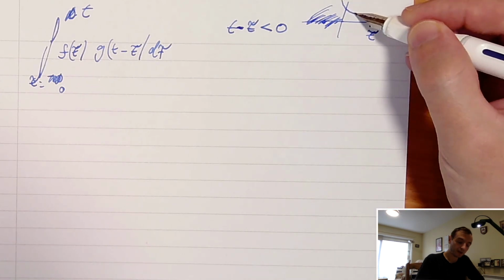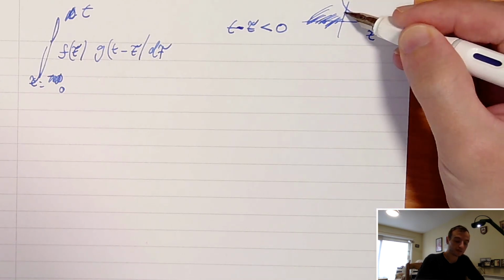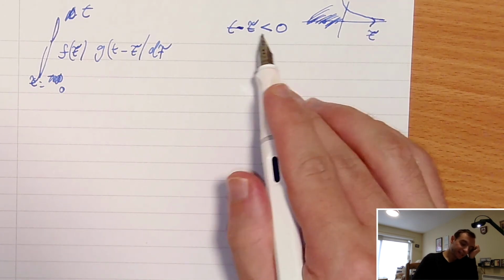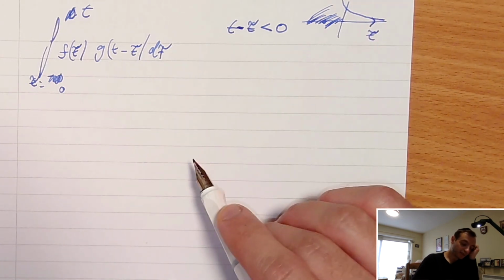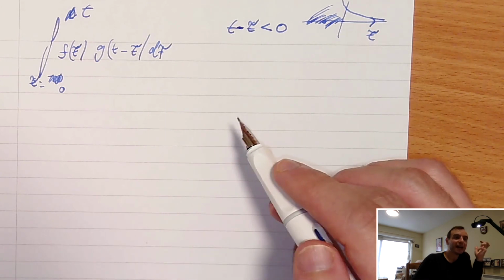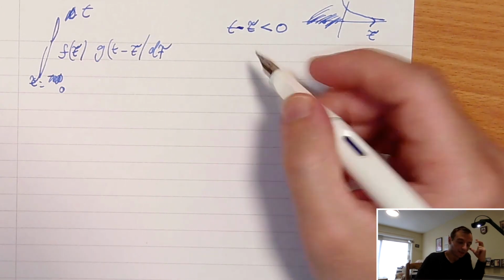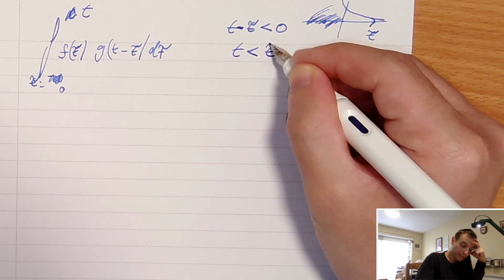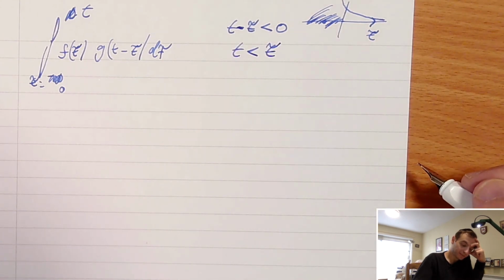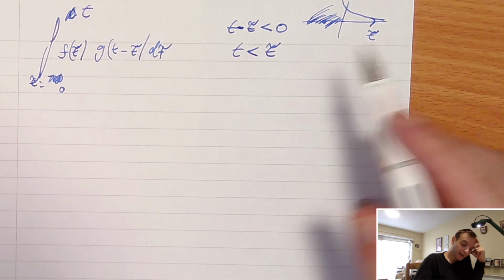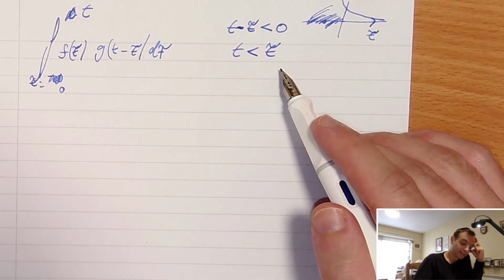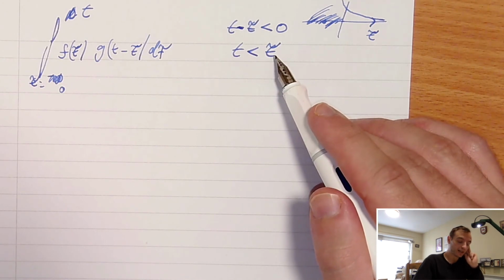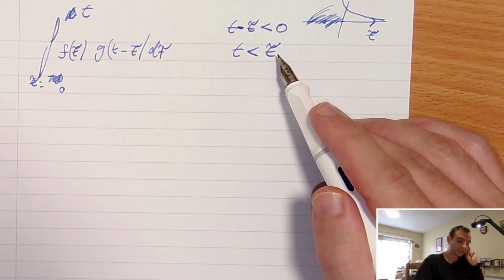Because the Laplace transform is always for t greater than 0. So when t minus tau is less than 0, we can say the function is going to be 0, meaning that it has to be greater than that. And at this point, we can say that tau is greater than t. So it has to be greater than that point. So we can say that the absolute maximum value of tau has to be t.